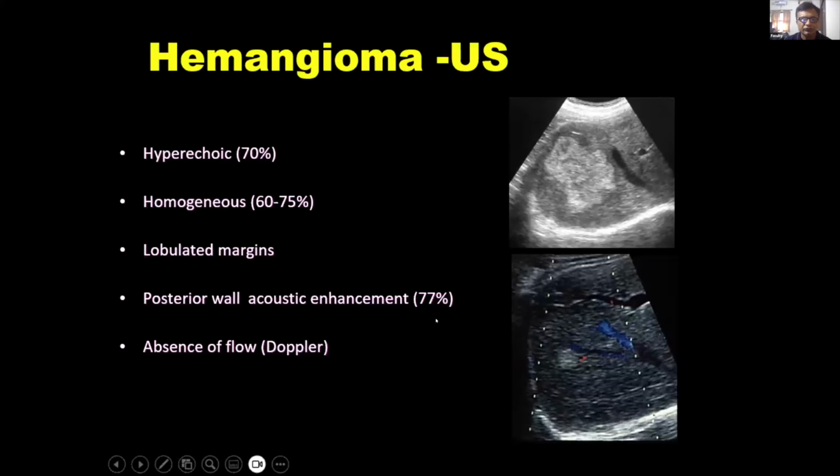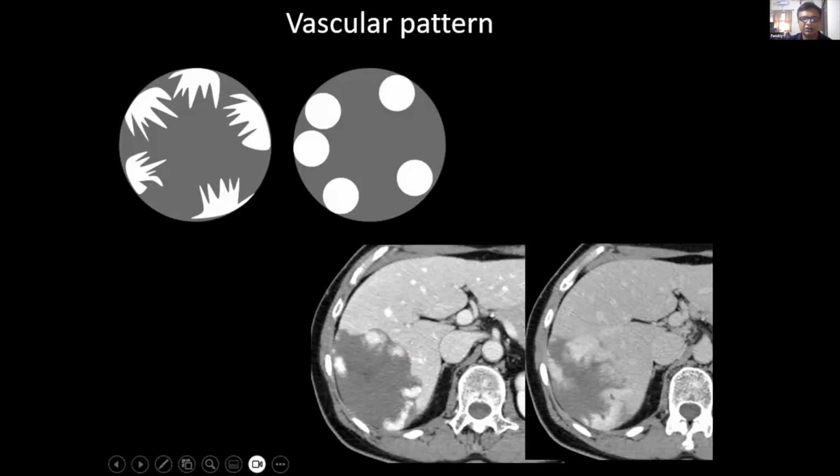On ultrasound, these hemangiomas usually present as very well-defined hyperechoic lesions, and some of them show posterior acoustic enhancement. Usually they have a lobulated margin and they're homogeneous, and that's very important. You'll see no significant flow on the Doppler.